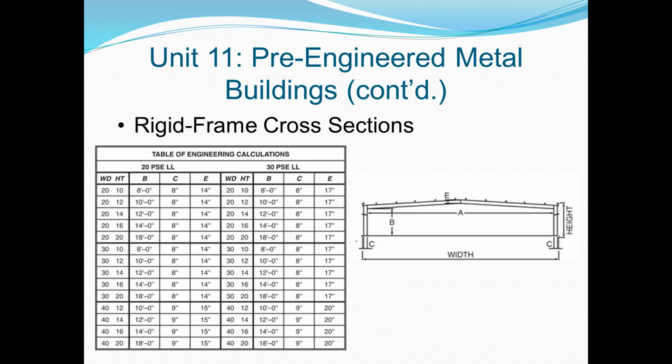Again, this is the chart from page 139 in your book. There are two types of buildings listed here. PSE stands for primary structural element. LL stands for live load. The 20 PSE LL, which is the live load, and the 30 PSE live load. And then you base it off of the width, the height, and that determines the B, C, and E. And if you look at the chart on the right-hand side, you'll see what represents each of those letters.